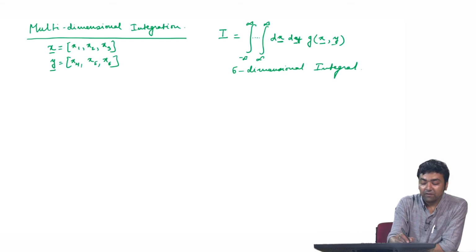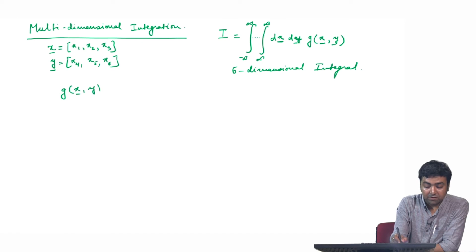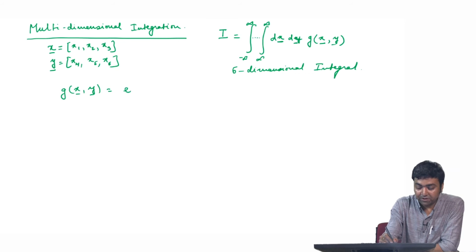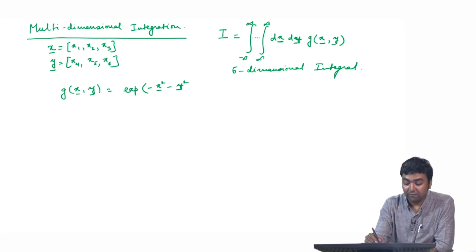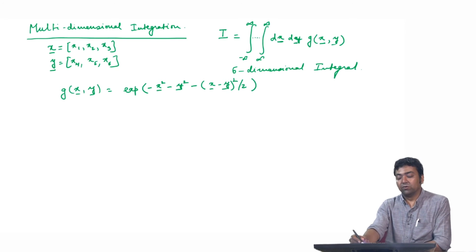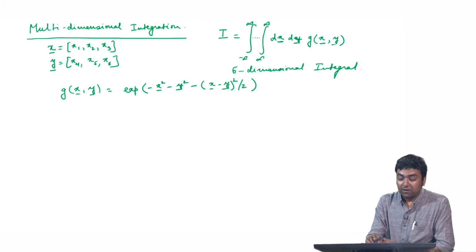Okay. And the form of my g of x, y is the following. I write my function as an exponential function, exp of minus x square minus y square, where remember each x and y is a vector, minus x minus y whole square by 2. So this is my functional form.